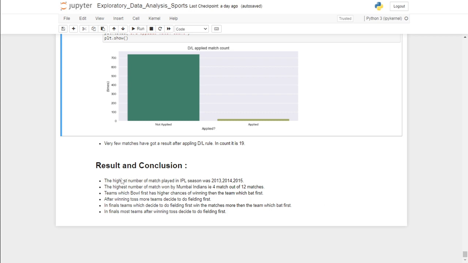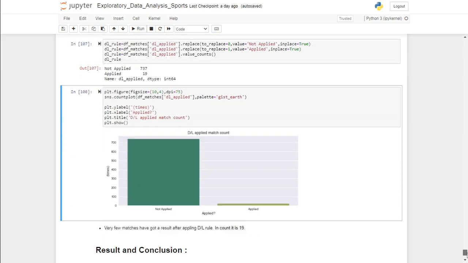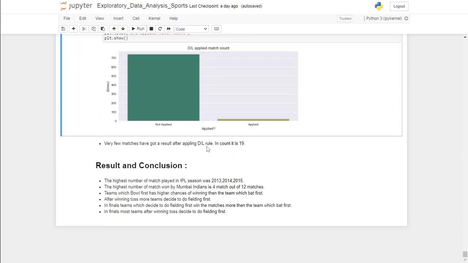So this is the result and conclusion. You can see that the highest number of matches were played in 2013, 14, 15, the highest number of matches were won by Mumbai Indians, and after winning the toss, there is no relation between winning the match and the toss. Thank you.